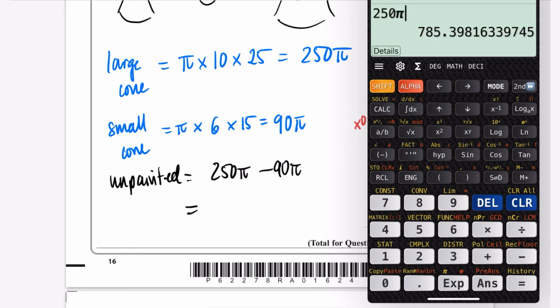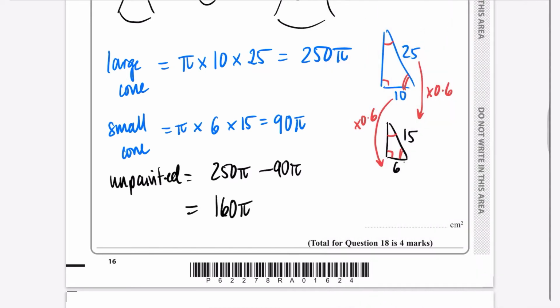250 pi minus 90 pi. Press SD, and we get 160 pi for the answer of this, 160 pi. Okay, we are very nearly there.